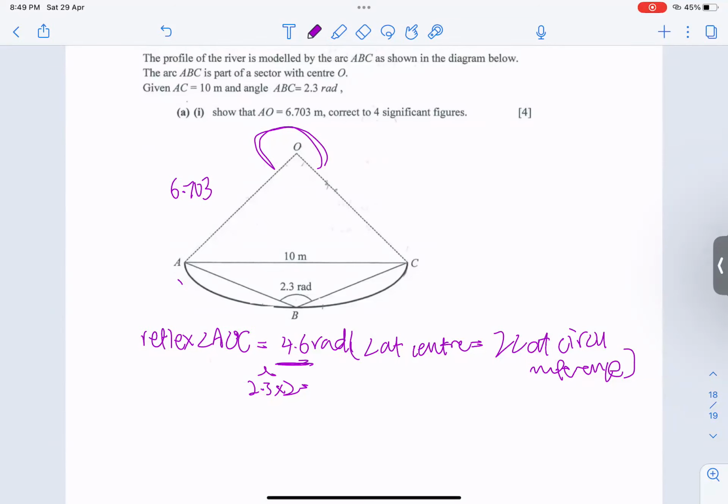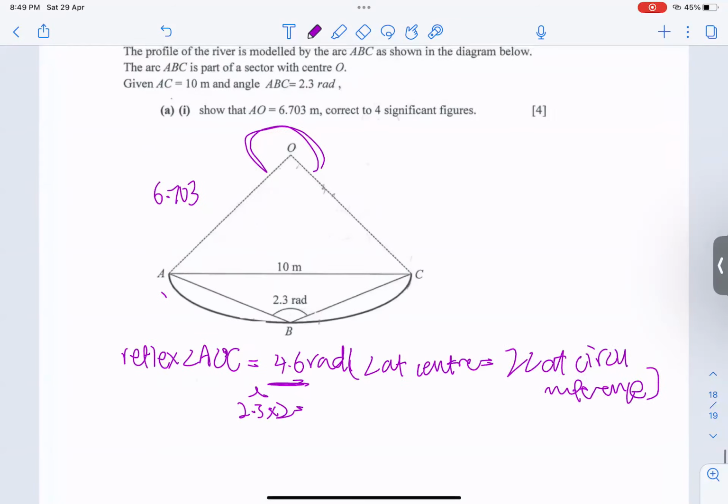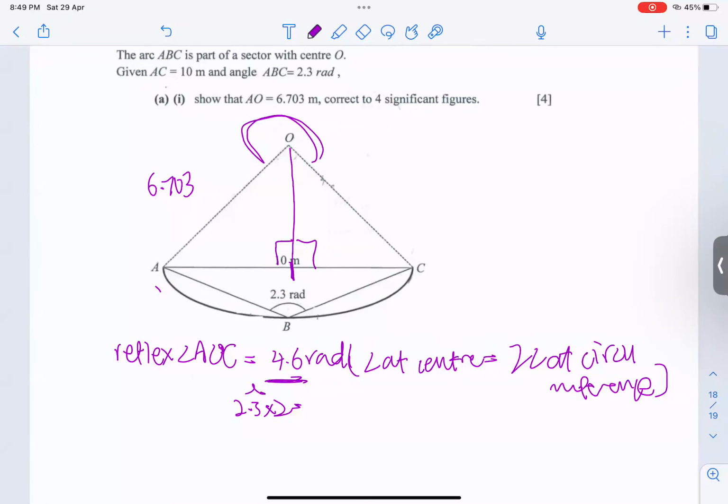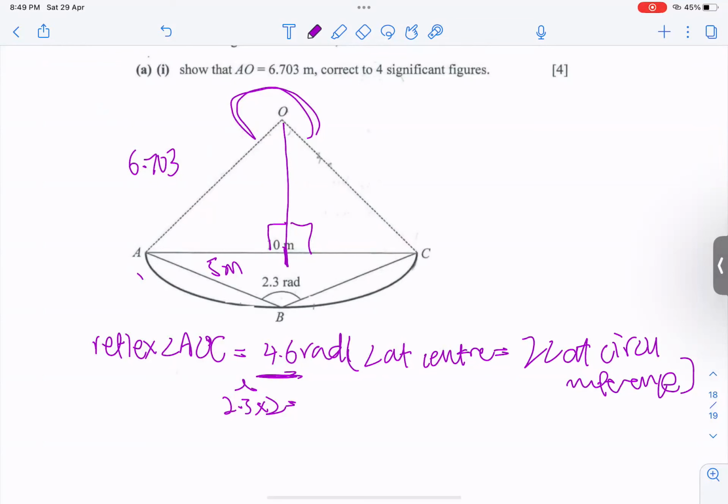Then why do you want to find out this angle? Because over here, you can actually make a right angle triangle. You can also use the sine rule, but the most straightforward one is the right angle triangle. So here is the right angle. Then you divide into 2. This is another circle property: the line from the center bisects the chord. So this is 5 meters and another 5 meters.